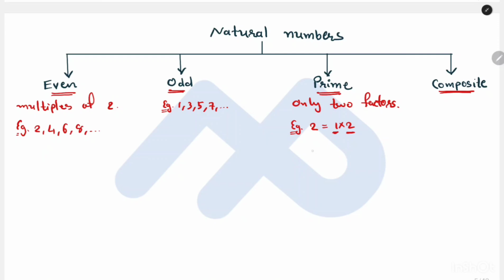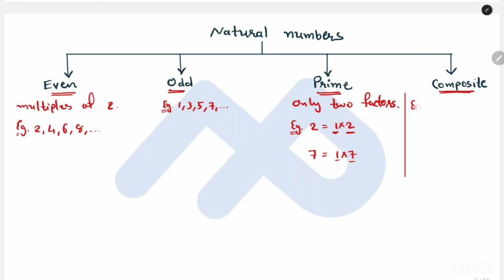Another, let's say 7. It is divisible by 1 and 7 itself. So only 2 factors are there. So all these are prime numbers: 2, 3, 5, 7, and so on. Clear? Then comes the composite numbers. Composite numbers are basically not prime, so that means they have more than 2 factors.